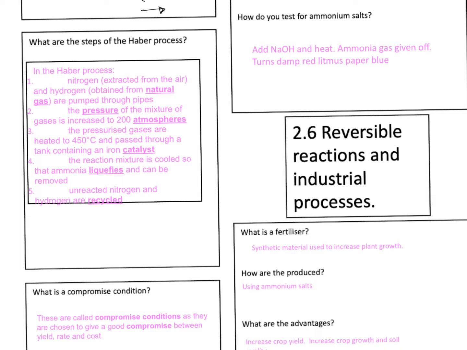So nitrogen and hydrogen are pumped in through pipes. The pressure is 200 atmospheres and it's heated to about 450 using an iron catalyst. You need to make sure you remember them 3 conditions. The reaction mixture is then cooled, ammonia liquefies and can be removed, then unreacted nitrogen and hydrogen are put back to the beginning to make more ammonia.